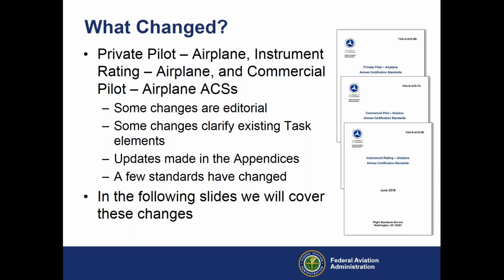Updates to the appendices. The appendices are an important part of each of the ACSs. There are test-taking tips, testing qualifications, of course, from the appropriate parts of 14 CFR Part 61, English language requirements, safety of flight, and a lot more information that is useful to an applicant, an instructor, and evaluators. We have made some changes here too, and I will cover some of those. A few of the standards have changed. I will also hit some of these in this presentation.